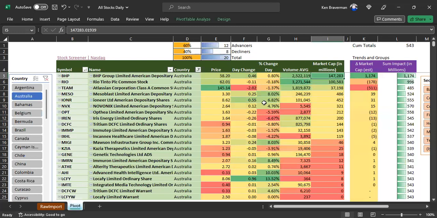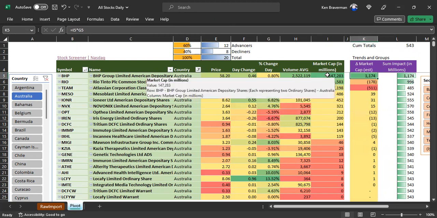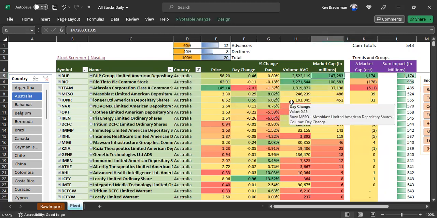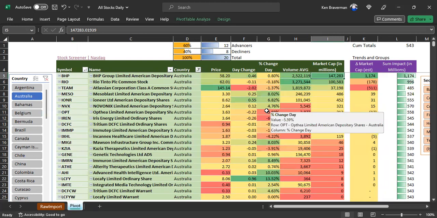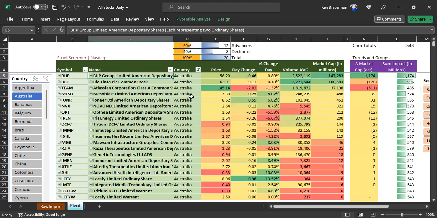How about Australia? Australia made $543 million today when it comes to their companies on the market. Where did they make it? Once again, the company that has the largest market cap also did it. It looks like it's BHP Group Limited American Depository, whatever that is. They only went up a little bit, but because they're the biggest company, they had over $1 billion net change in market cap.